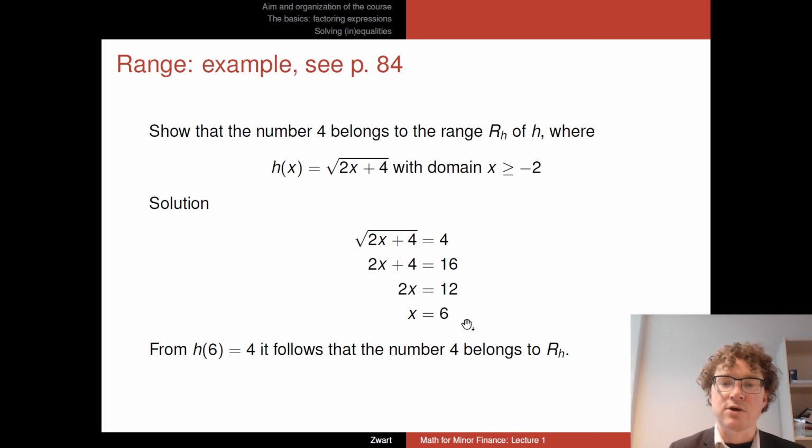So if you work that out, you'll find that if you plug in x equals 6, then the square root indeed is going to be 4. So 4 is indeed a possible outcome, namely for the input x equals 6. So 4 indeed belongs to the range of this function h.